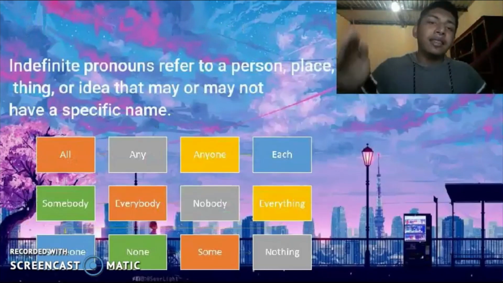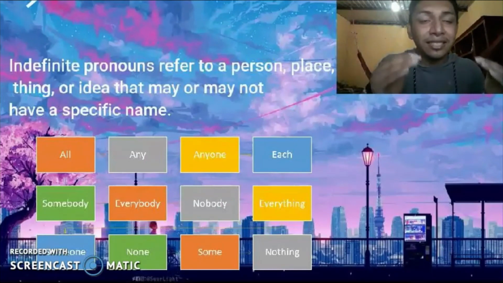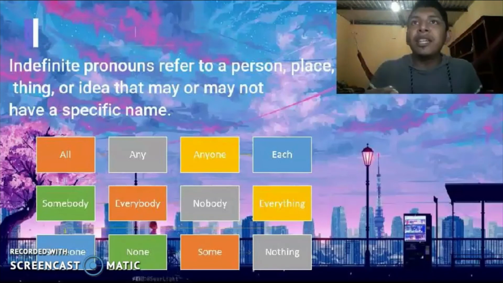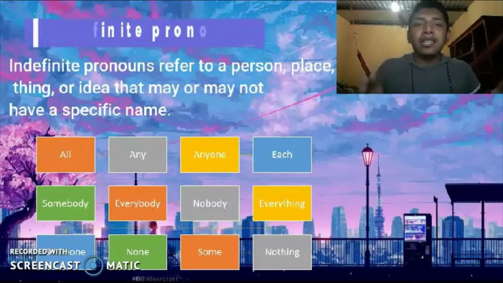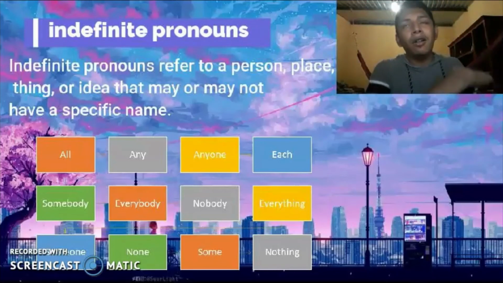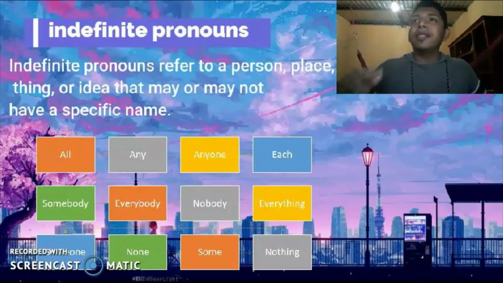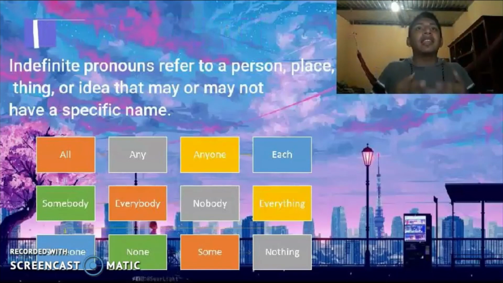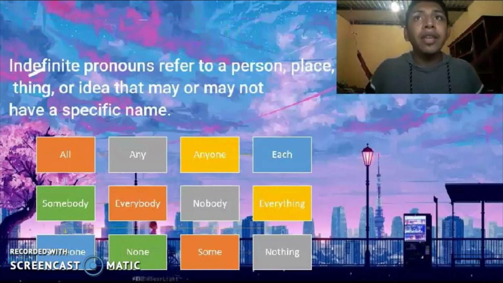Now, lastly, we have the indefinite pronouns. Indefinite pronouns refer to a person, place, thing, or idea that may or may not have a specific name. On the screen, you will have all the indefinite pronouns. Very well, let's go to the example. For example, we have any. We use it with questions or negative sentences. Can anyone help me? Do you want anything to eat?